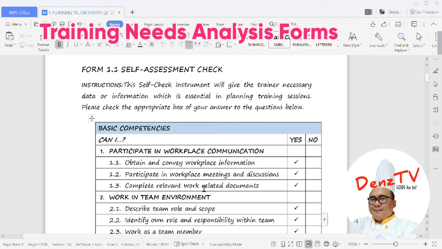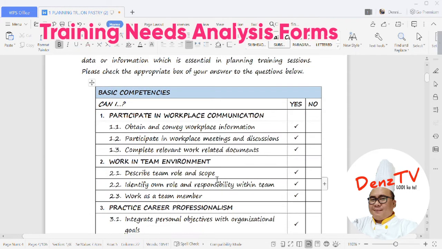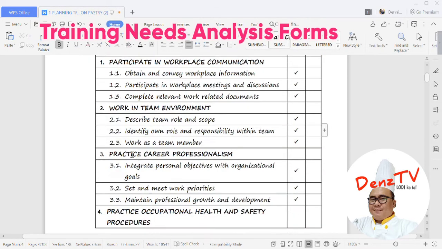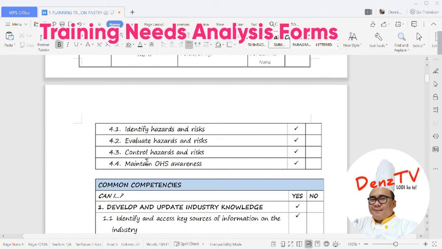In your training regulations, these belong to elements. So simply copy and paste them here. Again, this is unit of competency number 1, and these are the LOs belonging to this competency. And so on and so forth. And be sure to mark yes here.